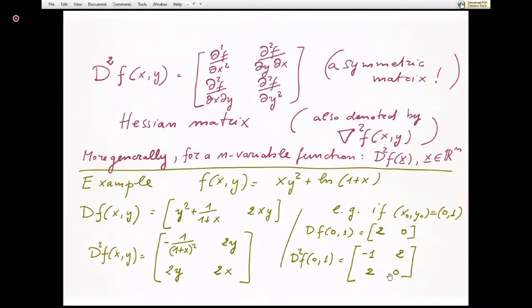Okay, this is called the gradient and Hessian matrix, regarded as functions of x and y themselves, or the gradient and Hessian matrix at a specific point. Just notation. Nothing new.